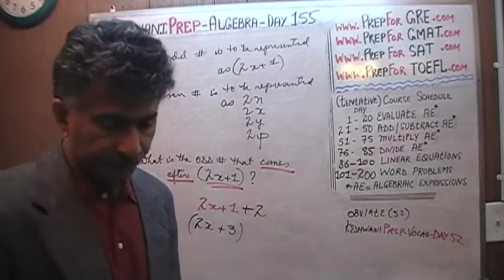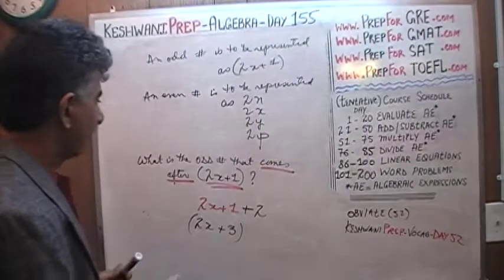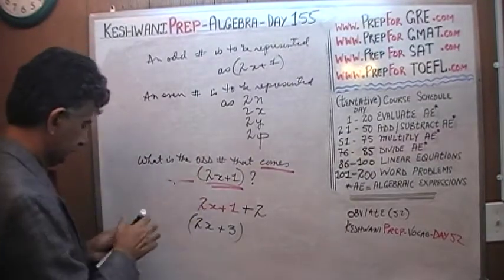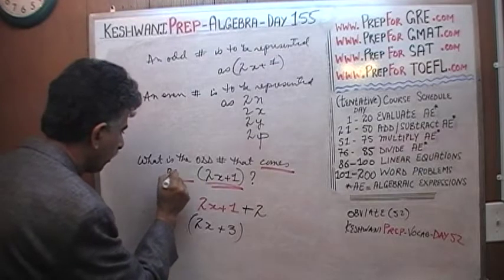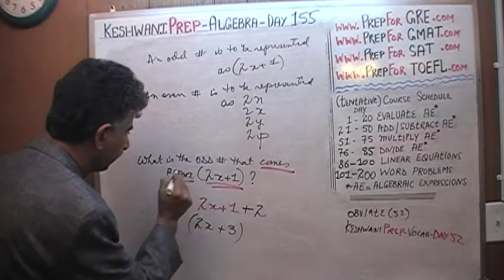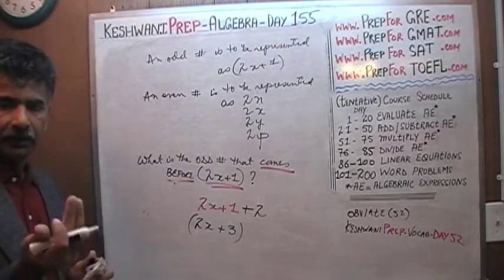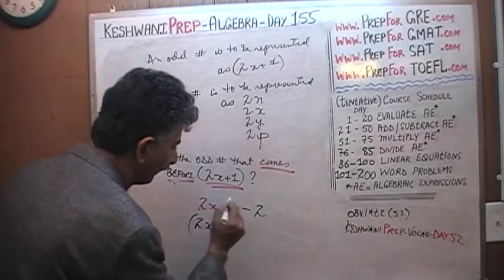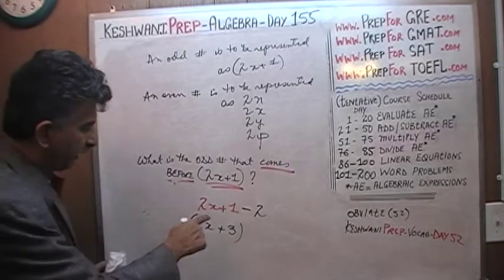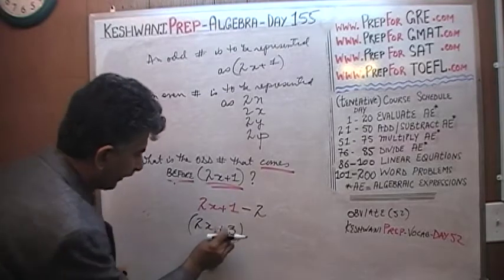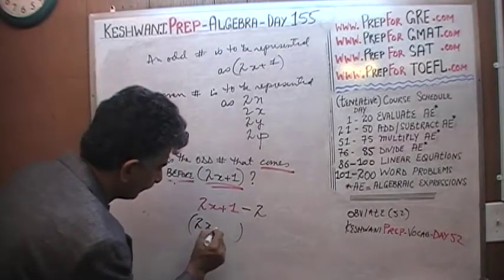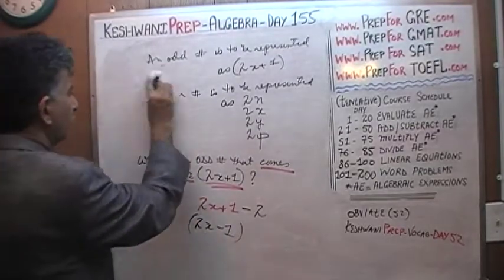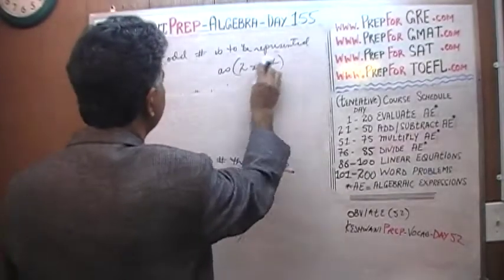Let's do one more. What is the odd number that comes before 2x minus 1? Well, the one that comes before it has got to be 2 less than that. Positive 1 and a negative 2 is going to give us negative 1. Voila, that's it.